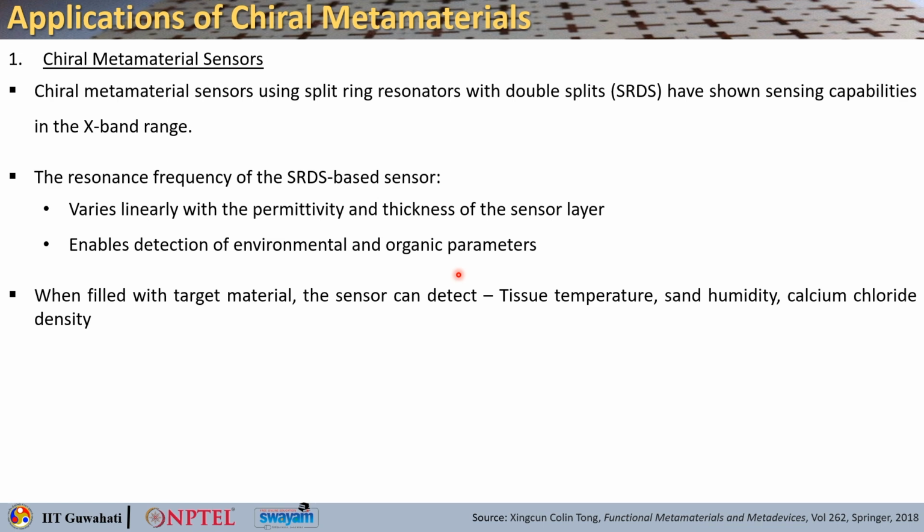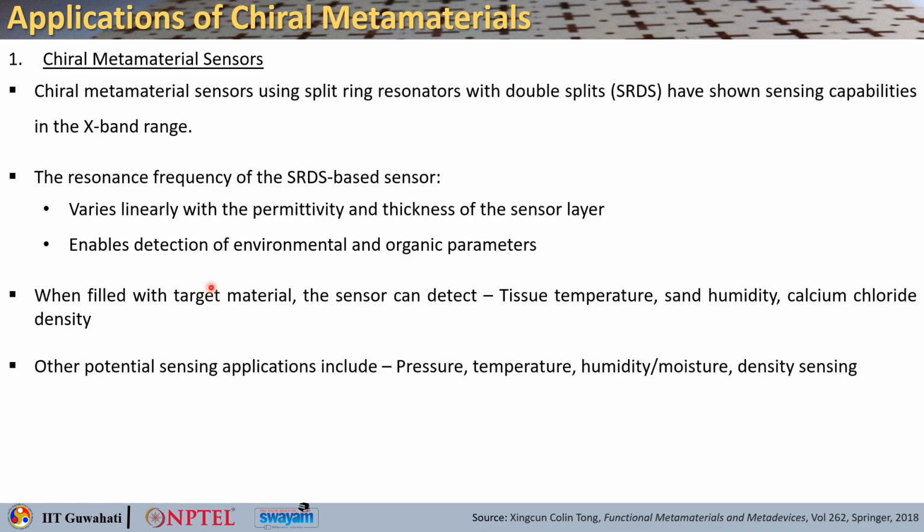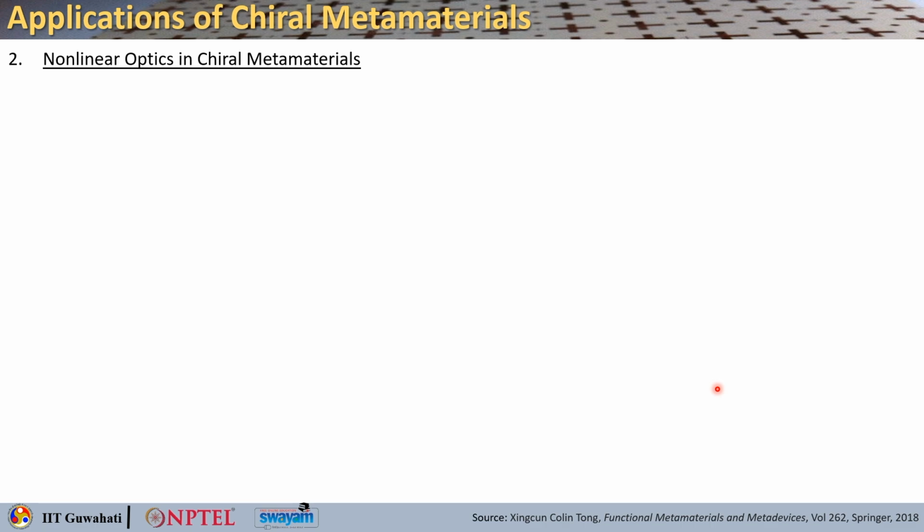So, when the sensor layer is filled with related material, changes in the tissue temperature, sand humidity, calcium chloride, lead density, all these things can change the resonance frequency and that can be detected. Other potential sensing applications include sensing of pressure, temperature, humidity, moisture and density. So, you can also have sensors for these applications or for sensing these parameters.